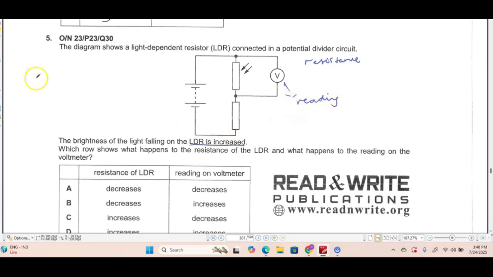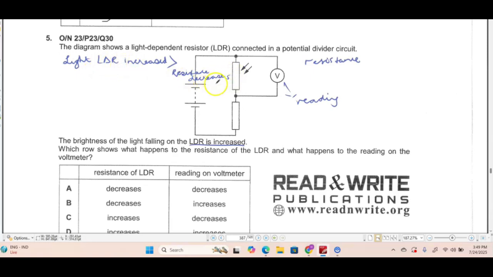Okay, now we should know the principle that when the brightness of light falling on the LDR is increased, the resistance of the LDR decreases. Okay? Because these two things are in inverse proportion as well. If the light falling on the LDR increases, the resistance of the LDR decreases. When the light falling on the LDR decreases, the resistance increases.